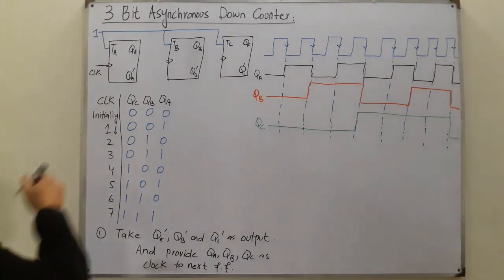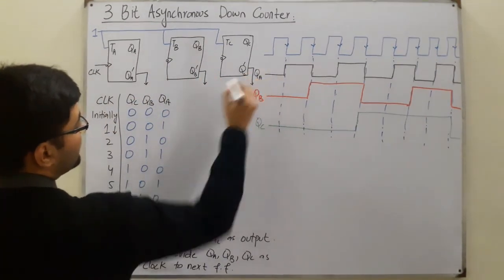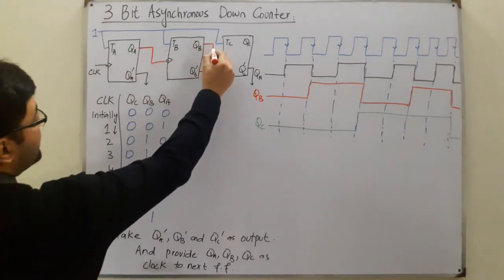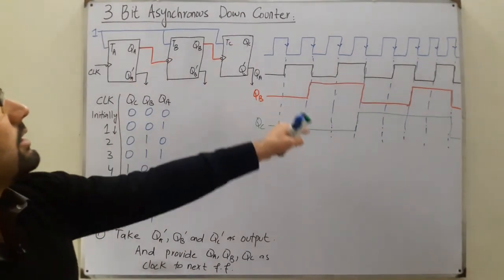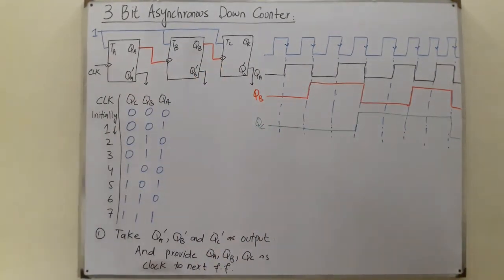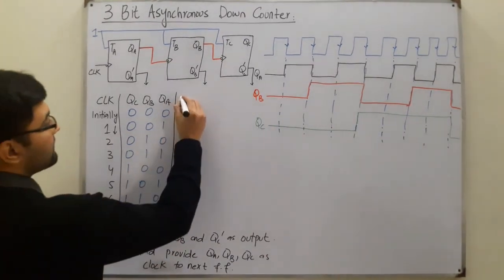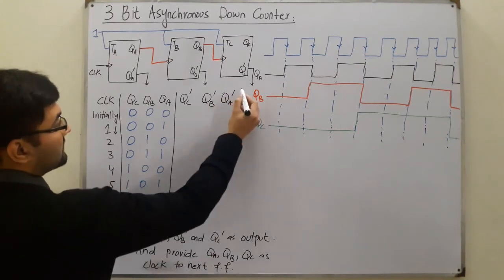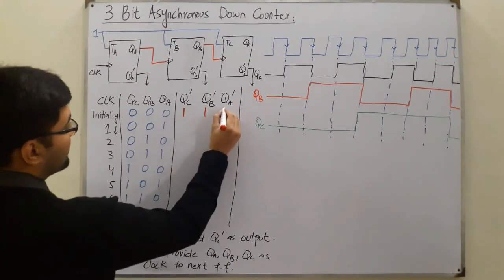I am taking QA complement, QB complement, and QC complement as my output, and I am providing QA and QB as the clock pulse to the next flip-flop. If you have the 4-bit, you draw another flip-flop, and QC is provided over there. Now how do we design a down counter? This is the truth table for an up counter. For a down counter you have QC complement, QB complement, and QA complement. Now if you complement it, you do it yourselves, like this.